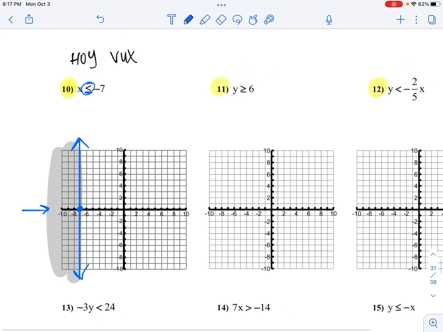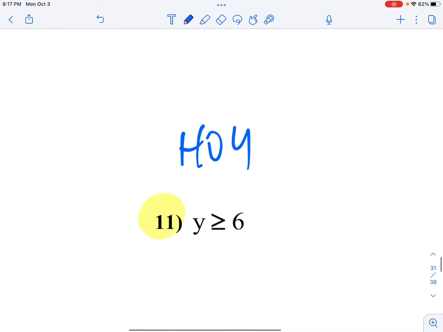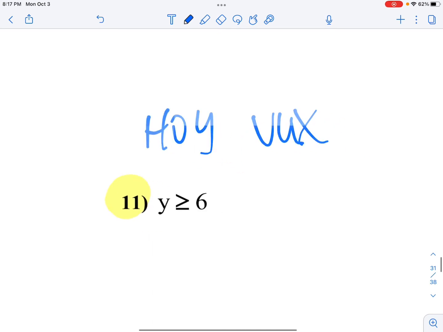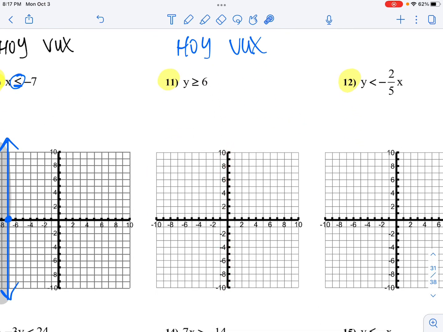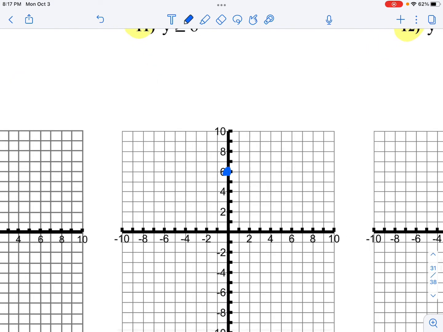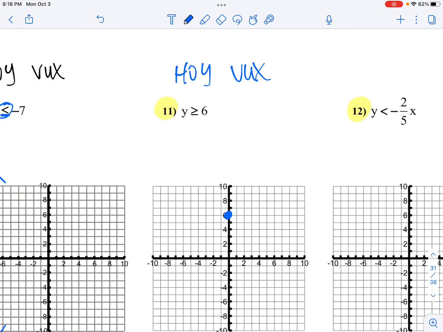Okay, let's look at another Hoy and Vux problem. This is Hoy and Vux. In this case, there's only a y. There's supposed to be a y and an x, right? So when there's only one of the variables, you do Hoy and Vux. This is a horizontal line at 6, and I need to use the y-axis to start my line. So here's the y-axis. I'm finding 6, which is right here. And Hoy tells me that there's a horizontal line through 6. So it's going to look like this, the horizon.